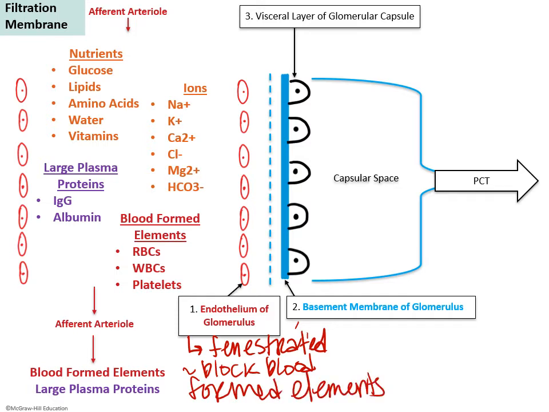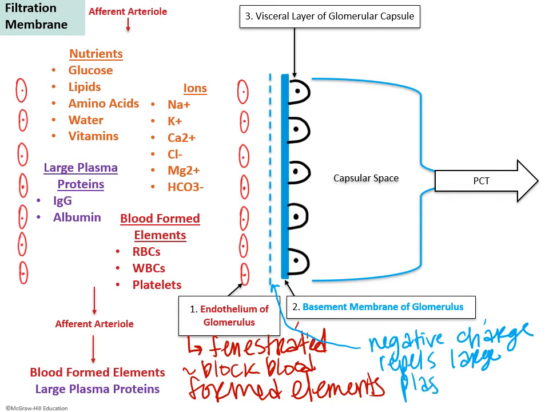Then our next layer right here, that basement membrane of the glomerulus, this little dotted line right here, I know that looks kind of weird, that is indicating the negative charge of that basement membrane. So remember, most of these larger proteins are going to be negatively charged as well. This is going to repel those large proteins. So that negative charge is going to repel those large plasma proteins. So those aren't going to be able to pass through.